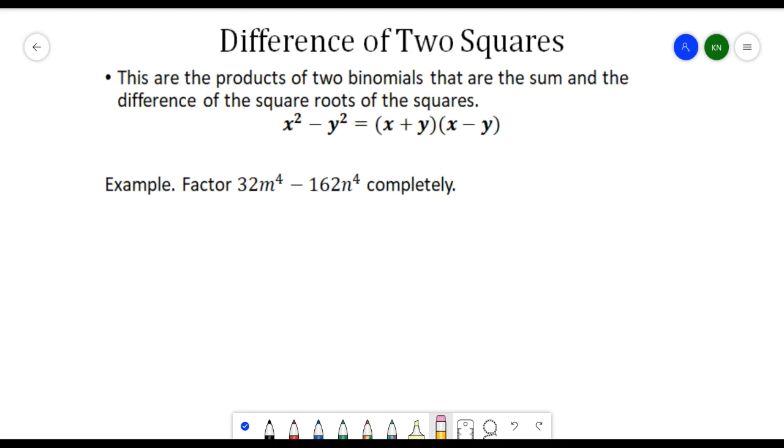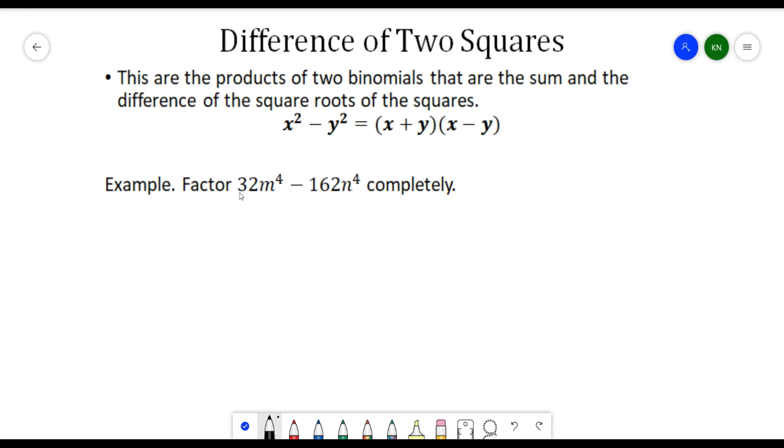Another method in finding the factor of an expression is the difference of two squares. These are the products of two binomials that are the sum and the difference of the square roots of the squares. In this form, x squared minus y squared is equivalent to x plus y multiplied by x minus y. From the example here, we have to factor 32m to the 4th minus 162n to the 4th completely. When you say completely, you need to find the most simplified factor of the expression.